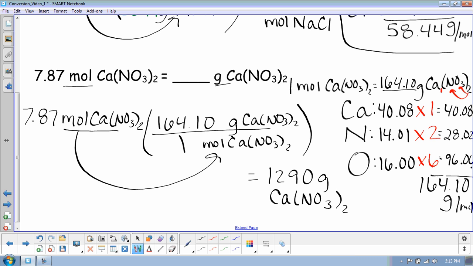Okay. For this question, it's important to notice a couple of things. One, that I have a really large number of grams, which makes sense because I actually have close to 8 moles, and each mole is 164 grams, so it should be a fairly high number.